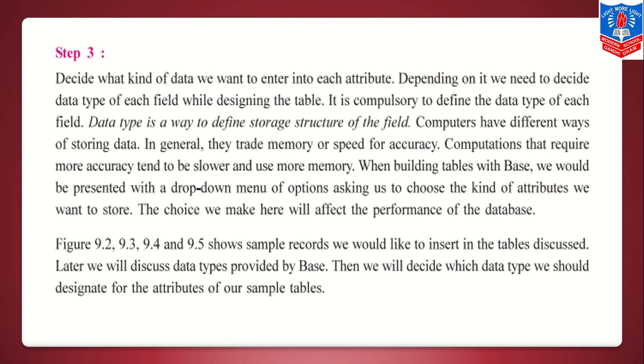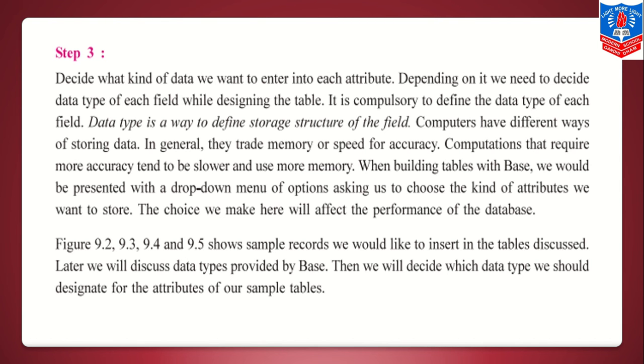Okay. When building a table with Base, we would be presented with a drop-down menu of options asking us to choose the kind of attributes we want to store. The choice we make here will affect the performance of the database. Here different figures will show sample records we would like to insert in the table discussed. Later we will discuss data types provided by Base. We will decide which data type we should designate for each attribute of our sample table.